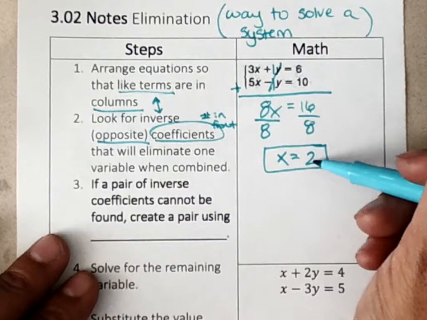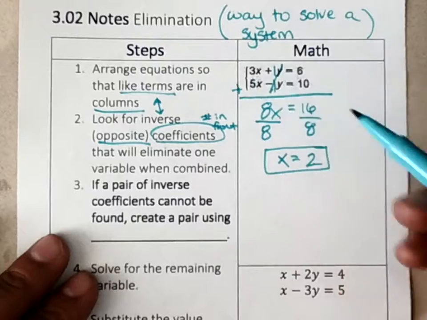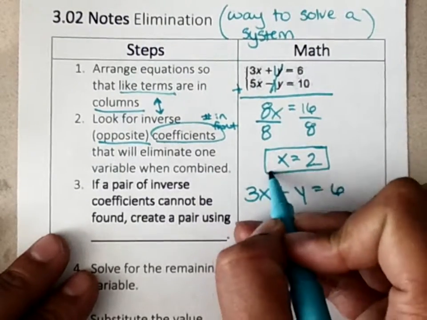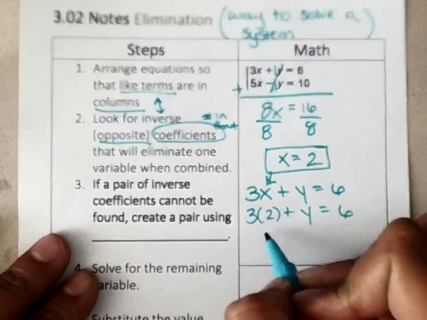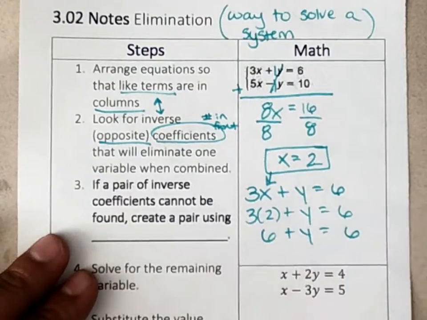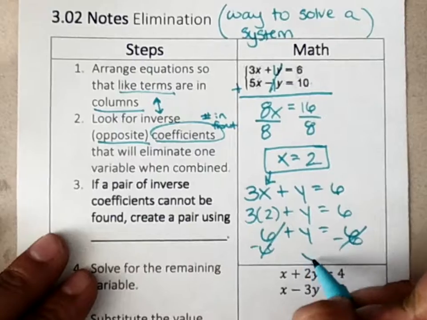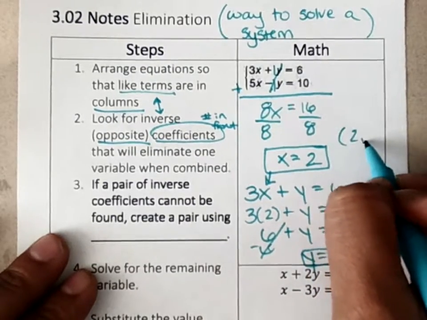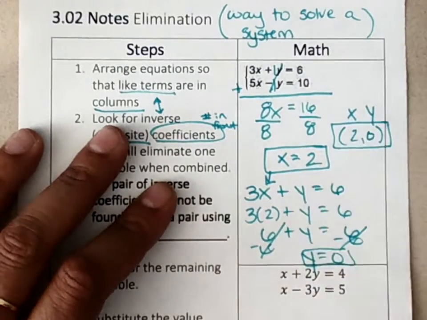So I'm going to plug 2 into one of my equations. It doesn't matter which one, you'll have the same exact answer. I'm going to choose the first equation. So 3x plus y equals 6. I'm going to plug the 2 in here. When I subtract, everything cancels out, leaving me with y equals 0. So my final answer is 2, 0. Remember, x comes first and then y.